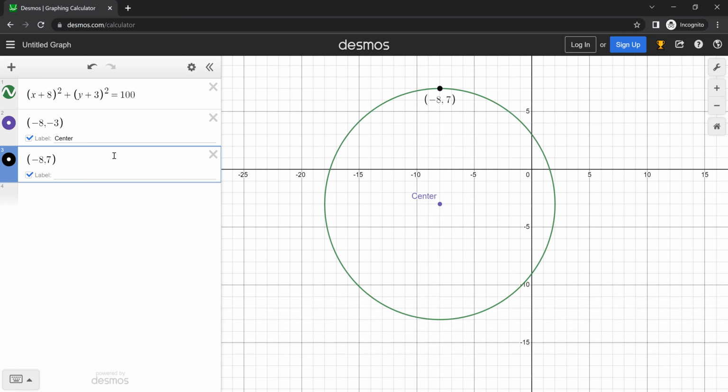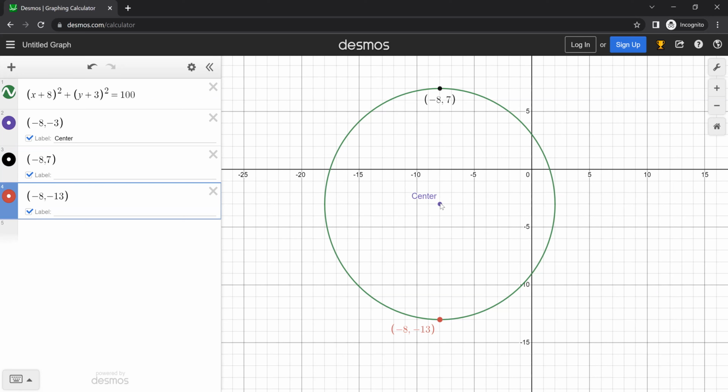Okay. So now we can also go down 10 from the center. So if we go down 10 from the center, is that point also on the circle? Well, it either is or it isn't. It's either on the circle or it's not. Is that point on the circle? It's on the circle. Yes, it is.